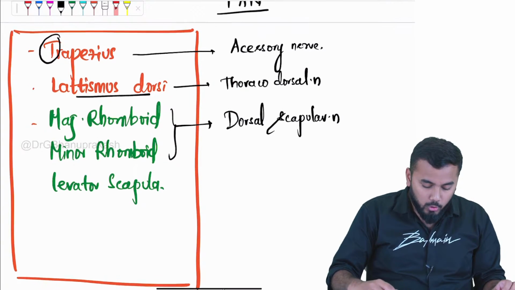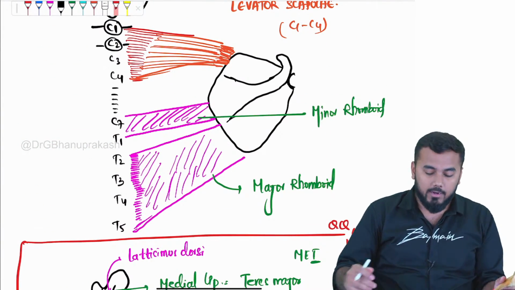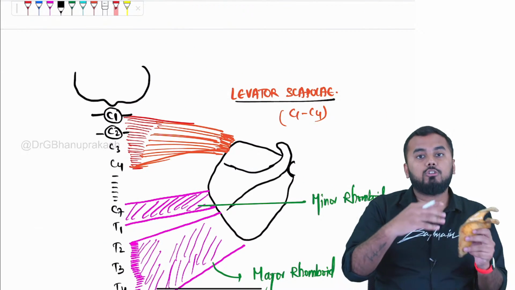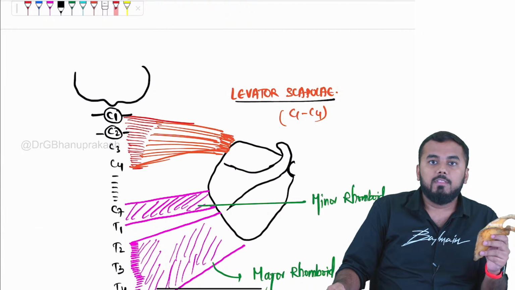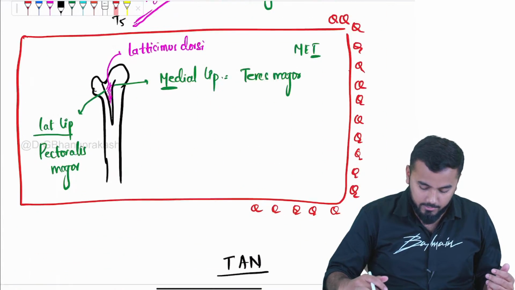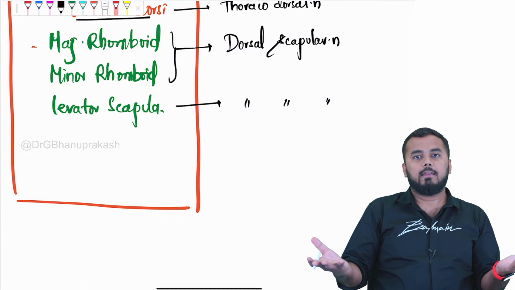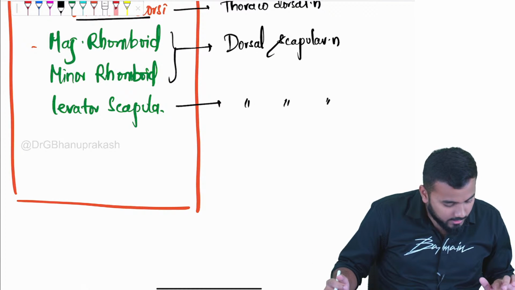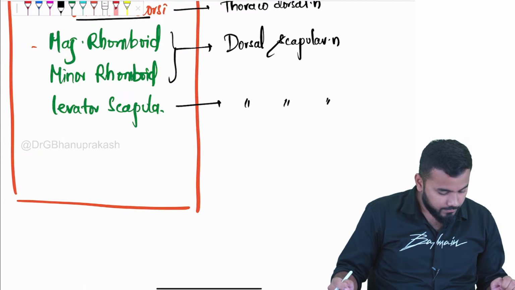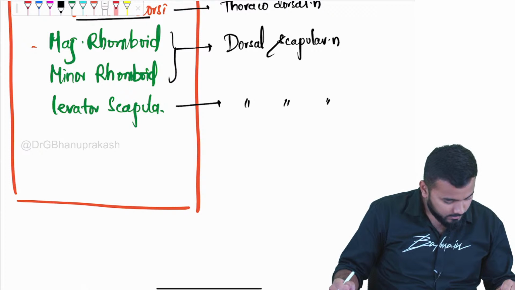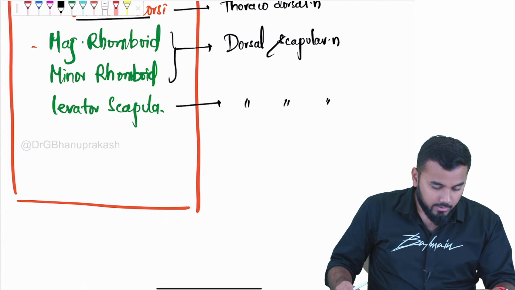Fine, sir. You told me major and minor rhomboid are attached to the dorsal side of the scapula, and you are calling it the dorsal scapular nerve. Then levator scapulae is also attached to the dorsal side of the scapula. Then what nerve will you name it? Here also it is the same, the dorsal scapular nerve. Nerve innervation is done. We are done with the nerve innervation. Again, dorsal scapular. Yes, Roy, you're perfectly right.